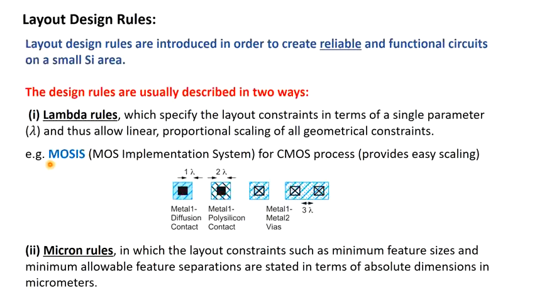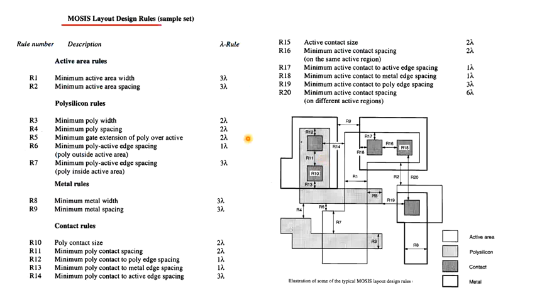Let us now spend some more time to see how the MOSIS rule can guide us for a CMOS process flow. This slide shows the MOSIS layout design rules, like active area rules, polysilicon rules, metal rules, contact rules, and these are not the complete design rules given by MOSIS. You can find them on the website as well as in Kang's book.